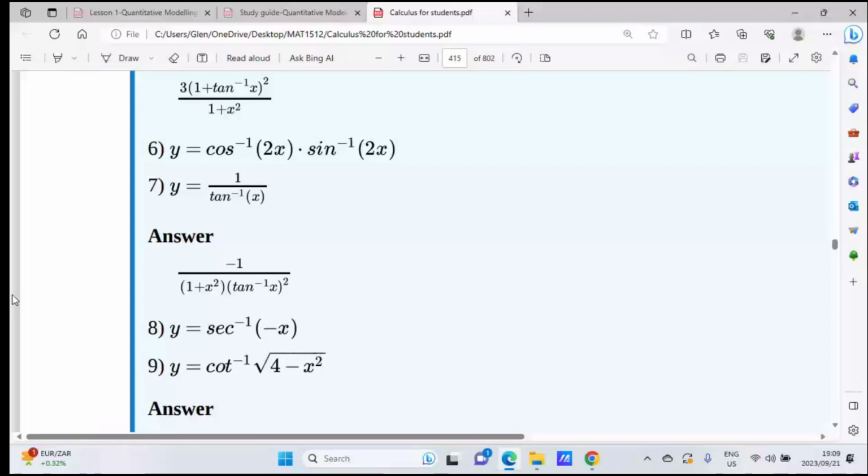Okay, for number 9, I got x over, everything in brackets, 1 plus x squared, times the root of 4 minus x squared. Please repeat. So I've got x all over, everything in brackets, 1 plus x squared, times the root of 4 minus x squared. That's what I got. I disagree. I also disagree.